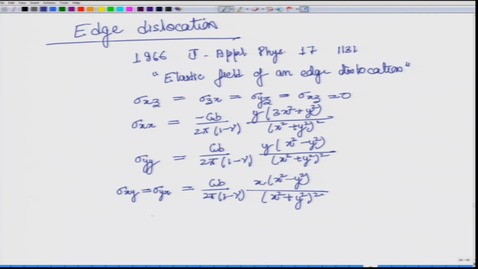And since there are xx and yy, you can also go back and see that there has to be a zz component, which will again be related to this parameter nu, the Poisson ratio. So, these are the relations for the edge dislocation. So, we will leave it here and continue with this in the next lecture.